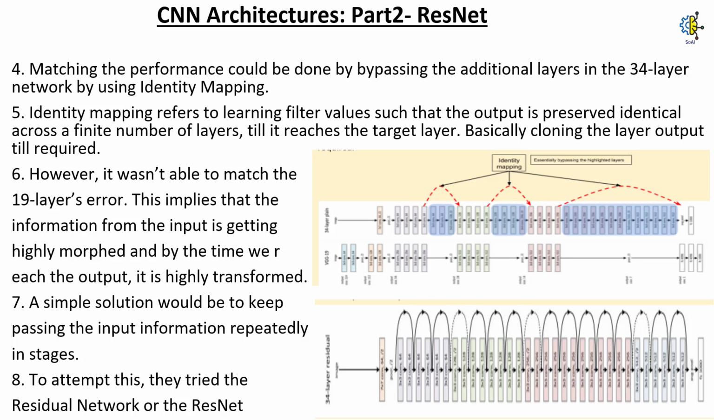However, it wasn't able to match the 19-layer error. This implies that information from the input is getting highly morphed and by the time it reaches the output it is highly transformed. A simple solution would be to keep passing the input information repeatedly in stages. To attempt this, they tried the residual network, or ResNet.